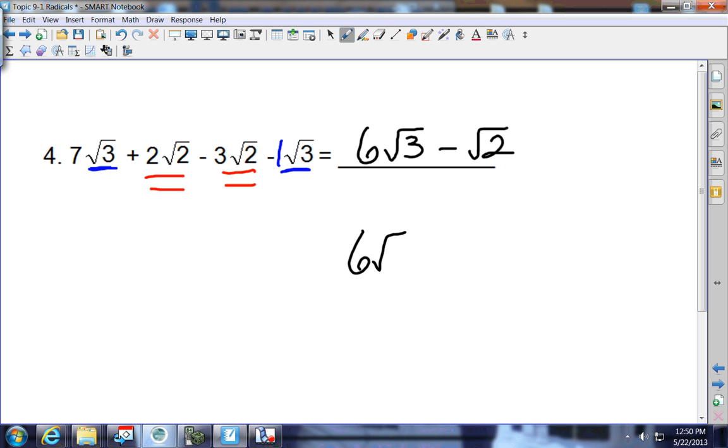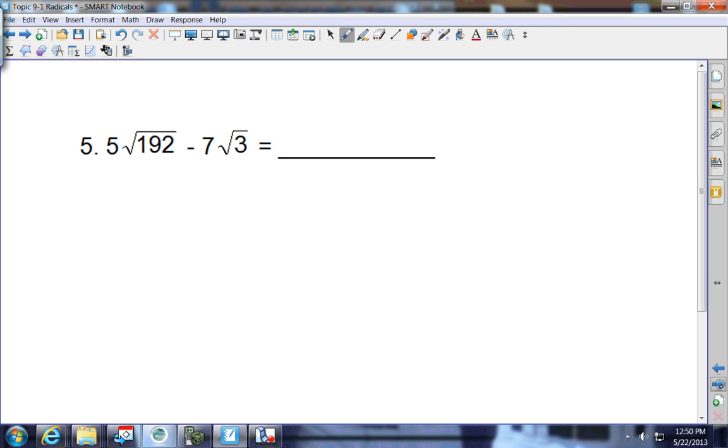You can do this. They mean the same thing. Okay? There's number 5. Now, at first sight, looking at this, the 3 doesn't go with the 192. But we need to break 192 down.